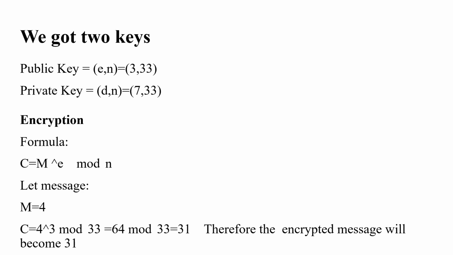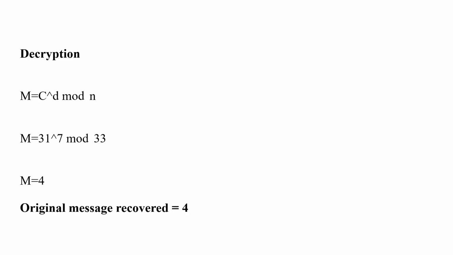So when I say mod, it is nothing but finding the remainder. 4 into 4 into 4, I got a result. Divide that result by 33, and you get 31 as the answer. That 31 is the remainder that you are getting, and you are going to take that remainder as the ciphertext. So instead of passing 4, what we are actually passing is the value 31. That's it. Now, how to decrypt it.